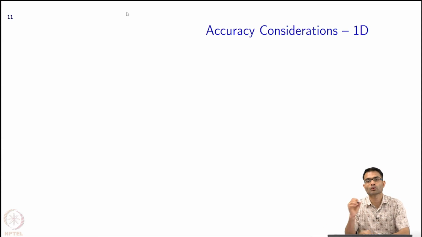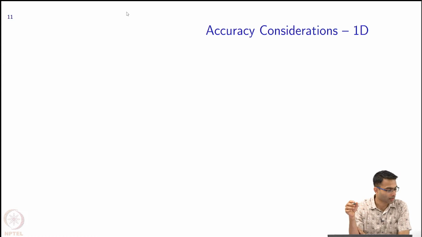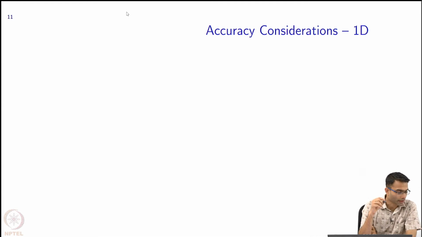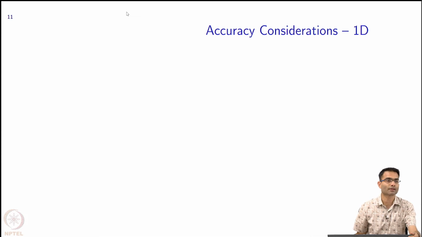Alright, so having looked at stability as a criteria in FDTD, the next thing that we want to look at is accuracy of electromagnetic field propagating in the Yee grid. Okay, so under accuracy considerations, we will pose a very general question.